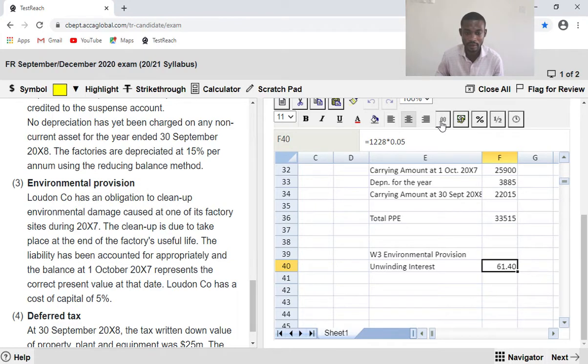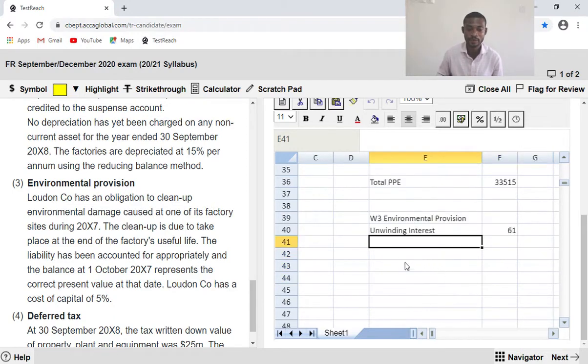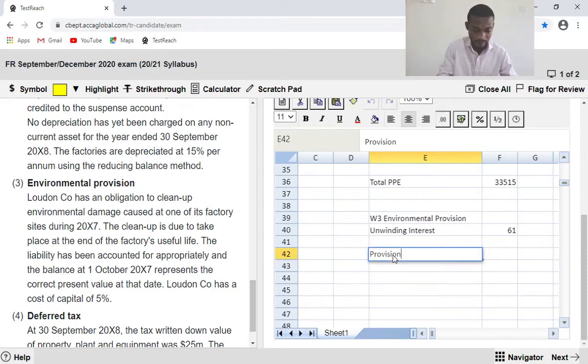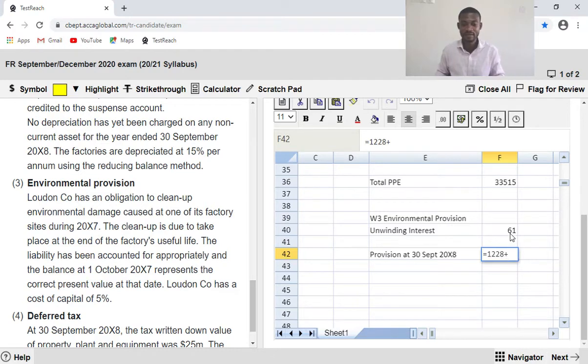Okay. So this is the nearest thousand. Give me 61. So the provision, I'll say provision at 30th September, which is the year end, 20x8. So what I'll do here, then please look at it. It should be equal to the 1228 plus the unwinding interest, and that should give me a total.